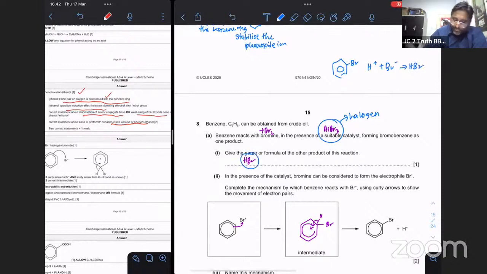So the question is, give the name or formula. So I give the formula HBr. If you want to give the name, then hydrogen bromide. Yeah, hydrogen bromide.